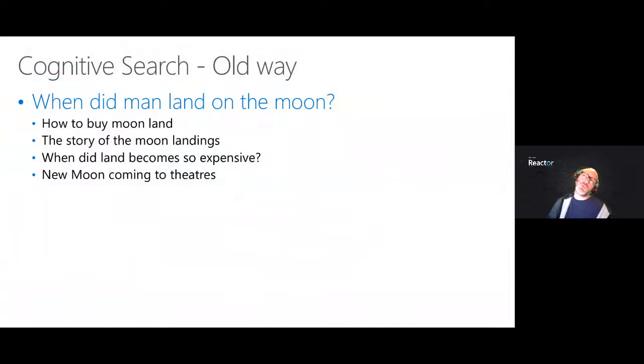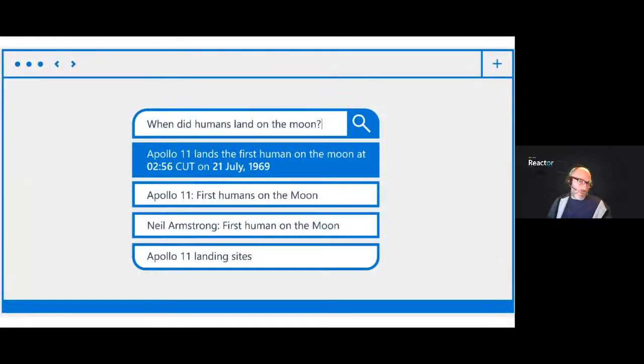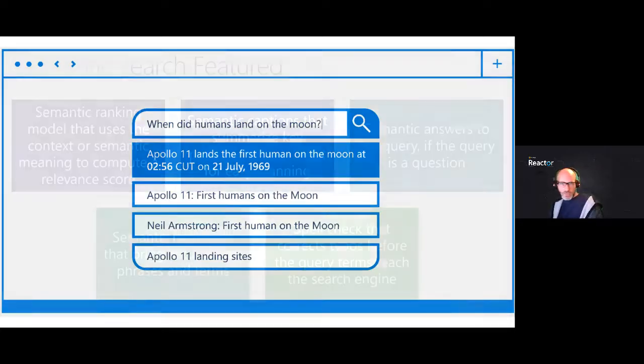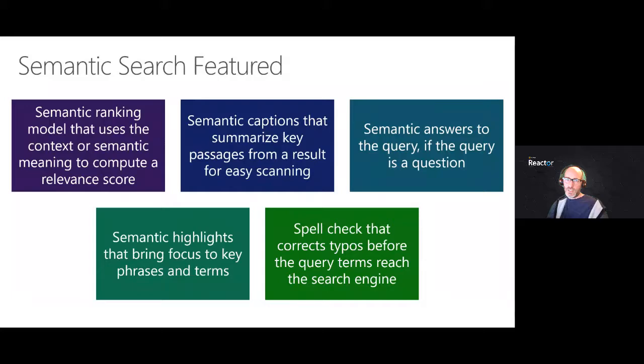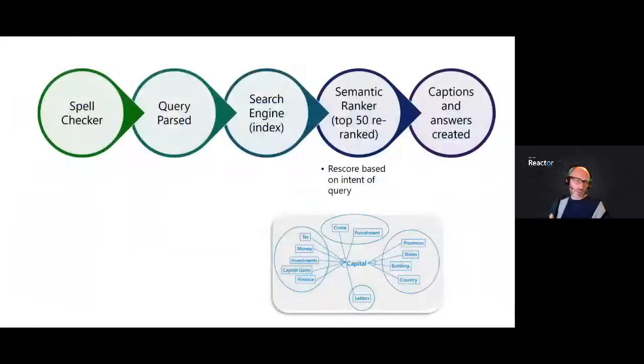If we wanted to do question and answer about the scripts that we have, this is the old way of doing things. You just do a query against it and it gives you some results back. What we've done with semantic search is it does a spell check, it parses the query, it looks in the search engine, it does a semantic ranking of the top 50, it understands the relationship between the different words to do that, and then it produces captions and answers.